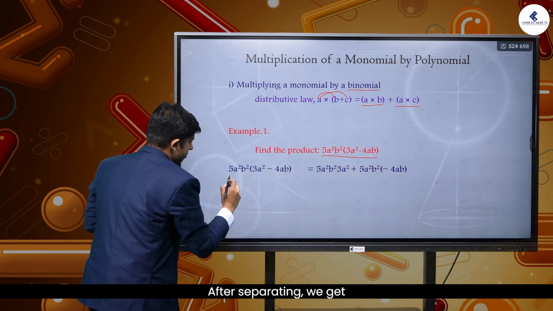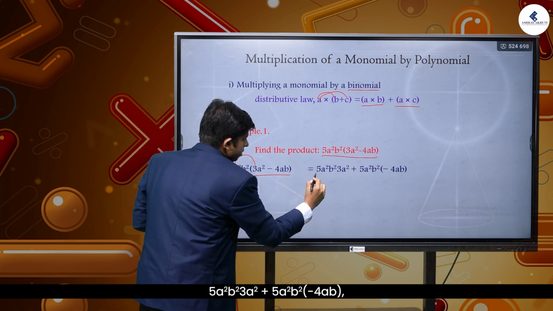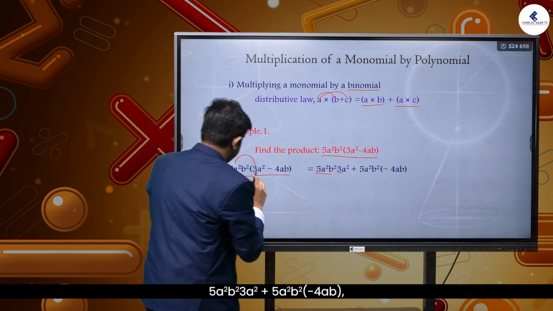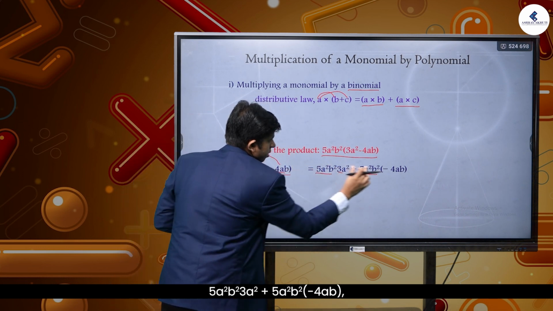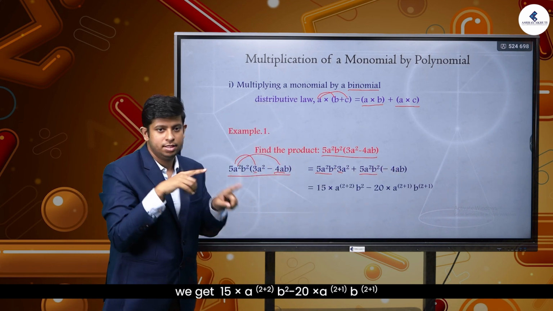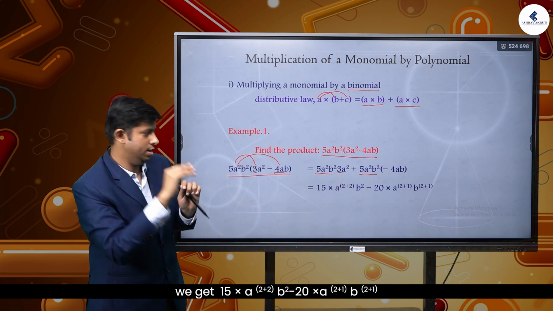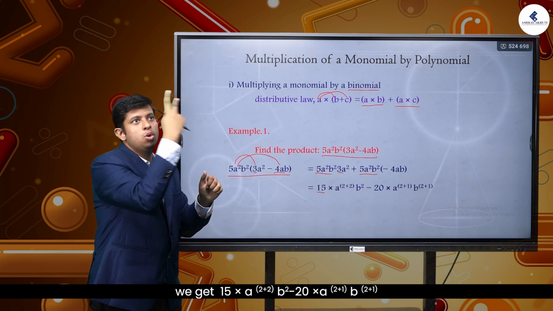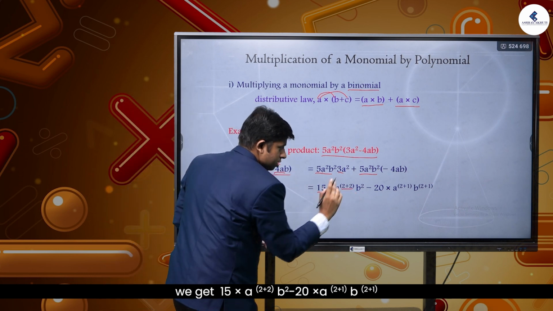After separating, we get 5a square b square 3a square plus 5a square b square of minus 4ab. Multiplying the numbers, we get 15 into a to the power of 2 plus 2 b square minus, multiplying the numbers again, we get 20 into a to the power of 2 plus 1 into b to the power of 2 plus 1.